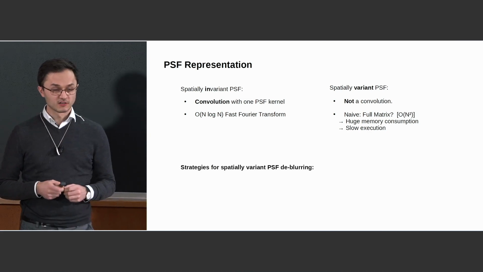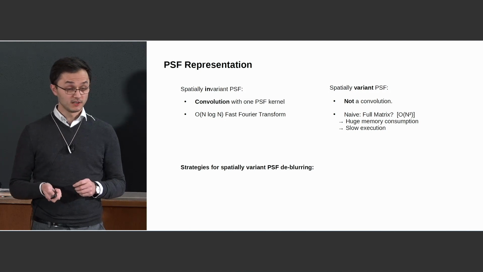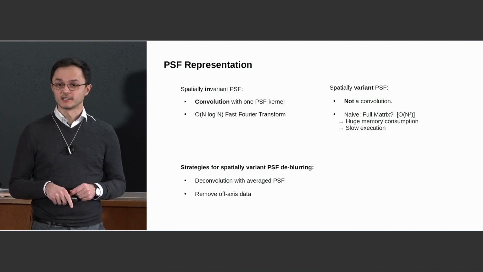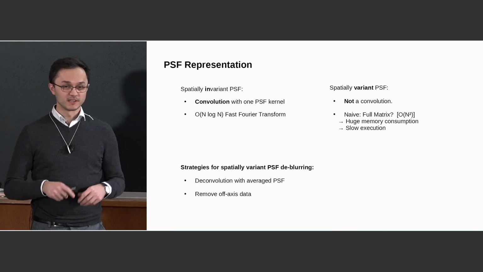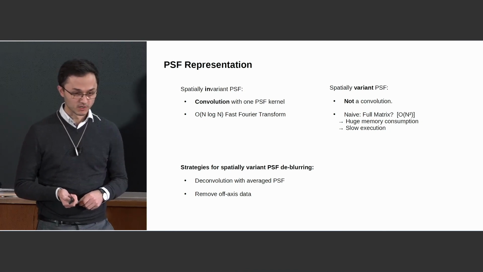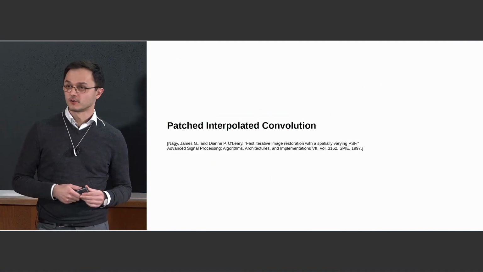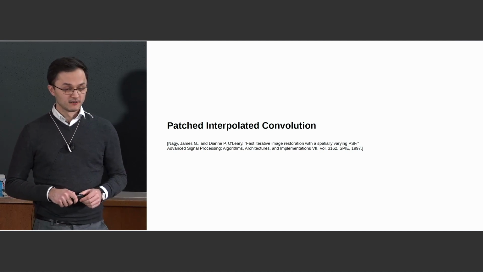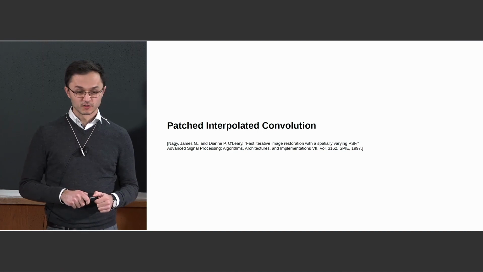So the conservative ways to deal with spatially variant point spread functions would be to either deconvolve with an average PSF or remove all the off-axis data and so kind of get rid of the problem this way. But the problem is by removing the off-axis data, we just decrease the signal-to-noise ratio at the end. So I was searching for ways how to represent these spatially variant point spread functions differently and found a method from a pretty old paper, which is called patched interpolated convolution.